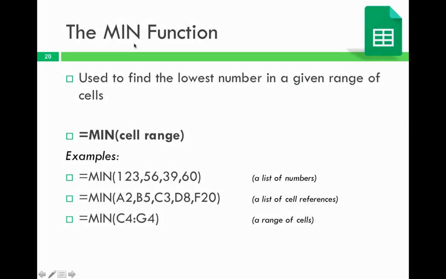The other one you looked at was min. Min is the opposite. It finds the lowest number in a range of cells: the lowest, the smallest, the least, that type of deal. Same arguments that we've seen in the past. Most likely, you're going to use it with a range of cells like this.